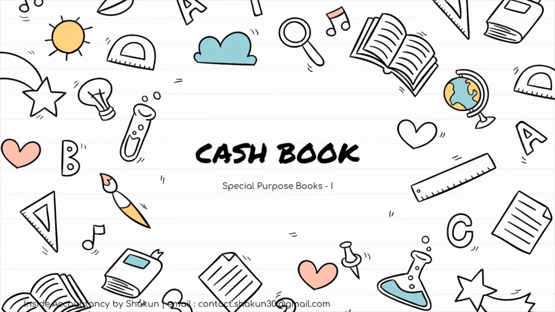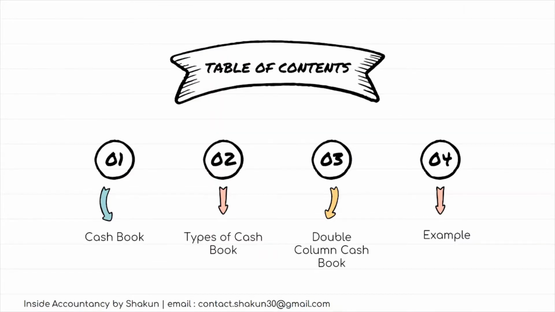Today we'll be talking about Cash Book, which is a special purpose book, the Book of Prime Entry. In this video, we'll be talking about the Cash Book, types of Cash Book, particularly double column Cash Book, with the help of an example.